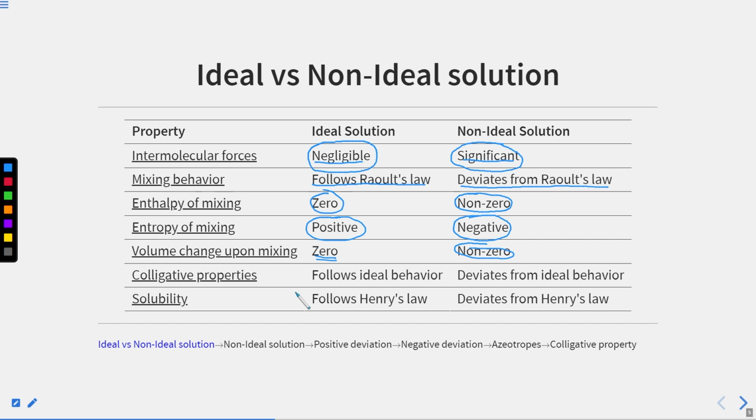Talking about the colligative property, we have not seen it right now, but we will see it later. If the colligative property formulas are followed, it will be an ideal solution, and if they are not followed, it is a non-ideal solution. Then about solubility, the ideal solution will follow Henry's law, and the non-ideal solution will deviate from Henry's law. So you know Henry's law: p_i equals K_H x_i. How will you know whether it is following Henry's law or not? You will simply plot a graph like this.